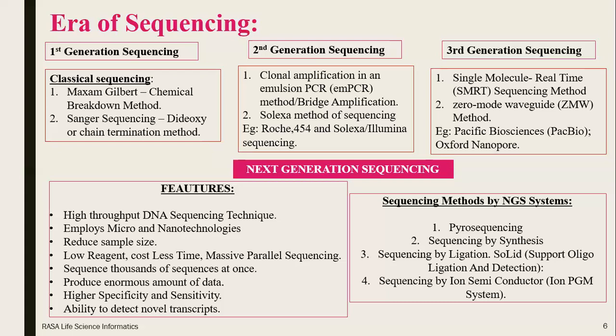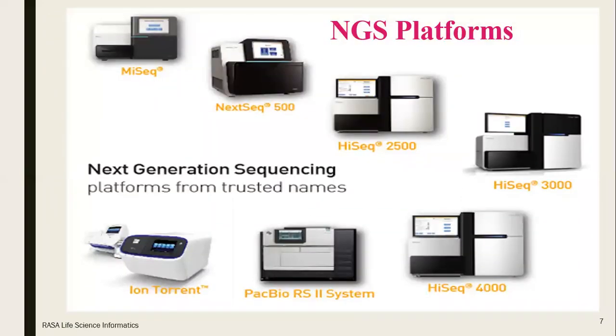The features of next generation sequencing include high throughput DNA sequencing technique, low sample size, low reagents, production of enormous amounts of data, and high specificity and sensitivity, which are mentioned over here. And the advantages of NGS technologies are the features of this. Now coming to the next slide, I will show you that there are different platforms of sequencing that can be performed. See the picture over here, it shows you the different sequencing platforms.